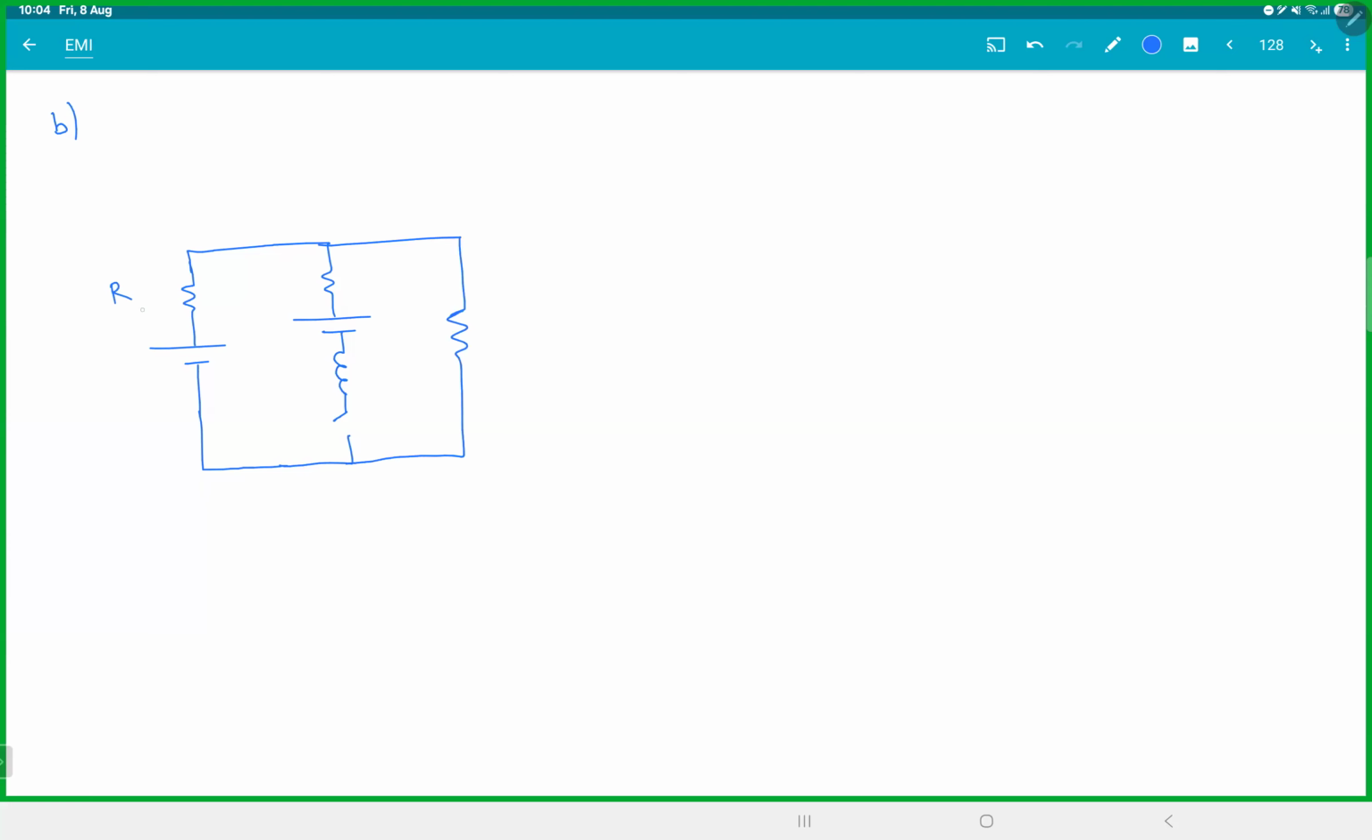This is R, this is V, this is 2R, this is R, this is L, this is 2V, and the switch is this. This is the current I want you to find. Find I at time t.